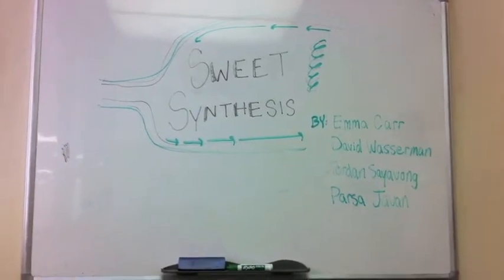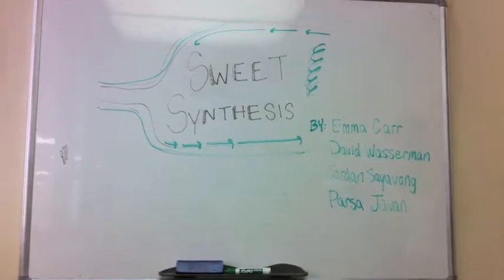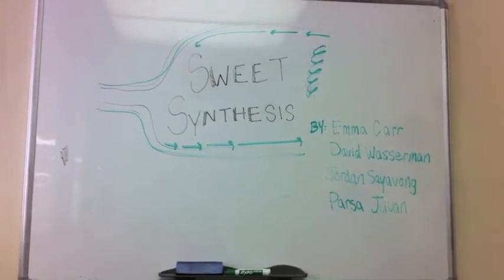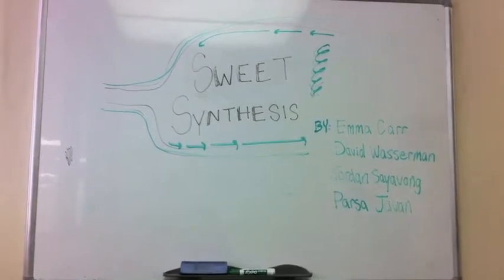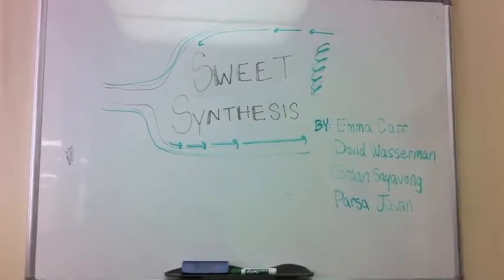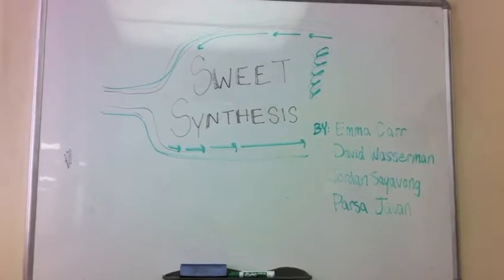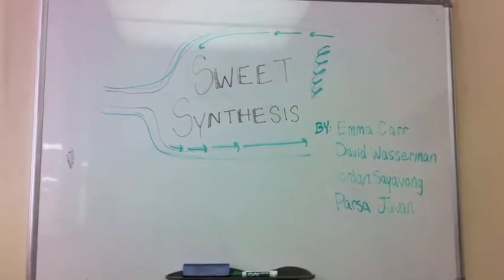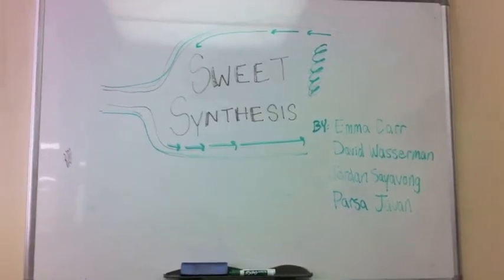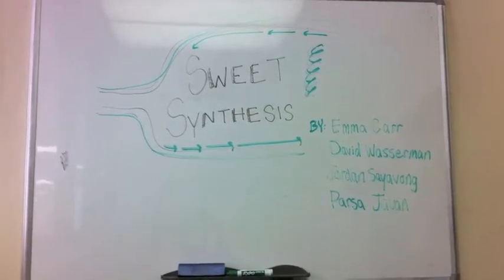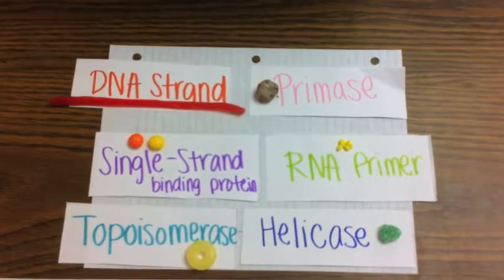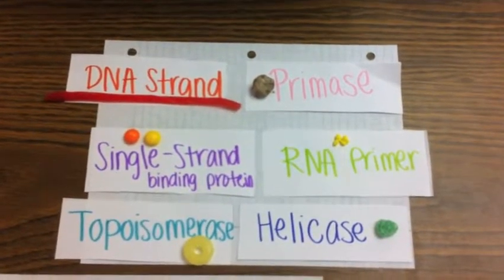A reason why DNA synthesis is so important is because if the DNA does not replicate accurately, mutations can occur. In our research, we discovered an article titled "Cohesion between sister chromatids must be established during DNA replication." These researchers focused on the effects that can come from DNA synthesis going wrong, such as the strength of the bonds between sister chromatids. Now we're going to demonstrate the process of DNA synthesis by using a candy model.